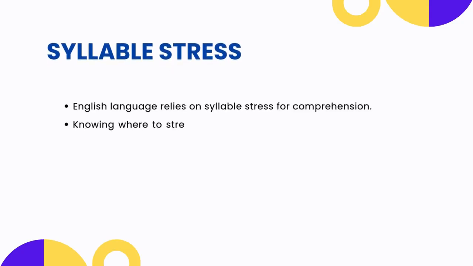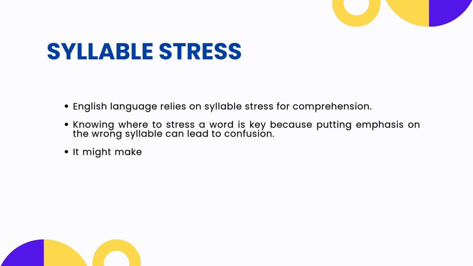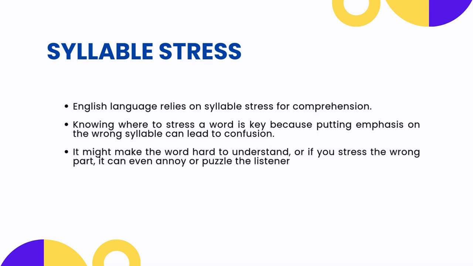Syllable stress. English language relies on syllable stress for comprehension. Knowing where to stress a word is key because putting emphasis on the wrong syllable can lead to confusion. It might make the word hard to understand, or if you stress the wrong part, it can even annoy or puzzle the listener.